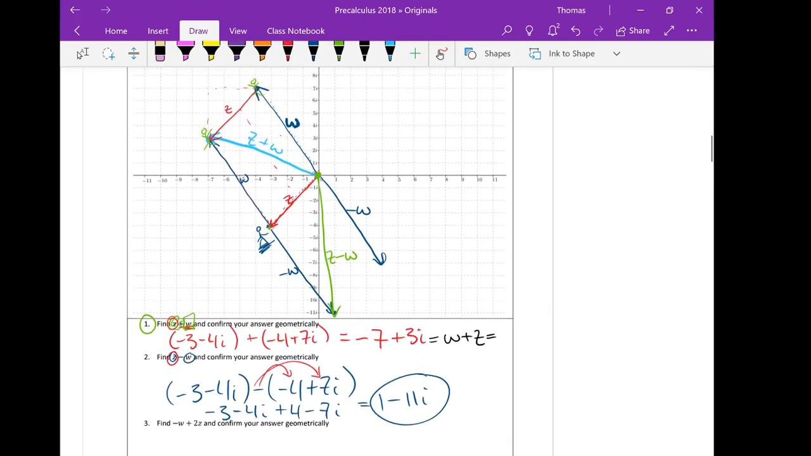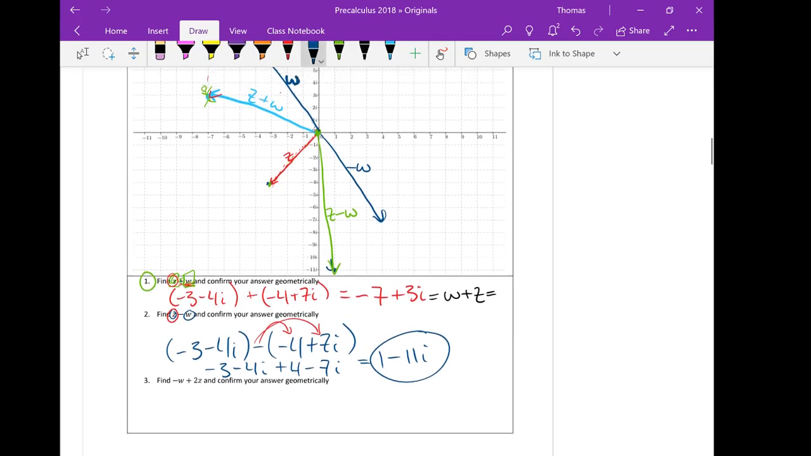I'm going to take a second and clean up some of these stray marks on our drawing here. Again, after we use them, we don't really need them. They're kind of nice to show work as we go, though. Oops, keep w on there. All right. Then the last one says find negative w plus 2 times z. So this is basically saying go in the opposite direction of w, so go negative w, and then go 2 z's, so go z twice.